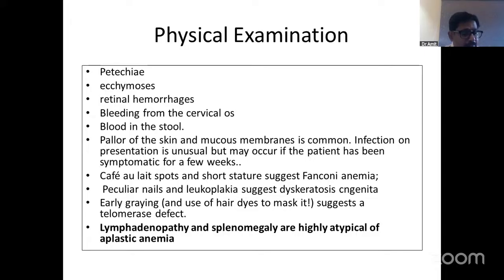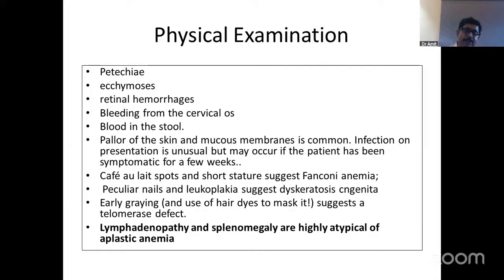So these are some of the usual physical findings which you can gather while examining a case of pancytopenia, and this should start your warning bells ringing when you see this, and pancytopenia should come into your mind as one of the differential diagnoses.